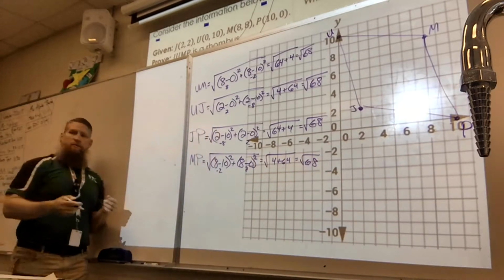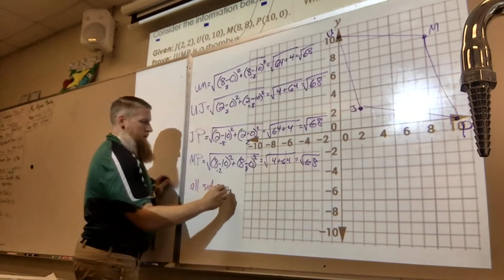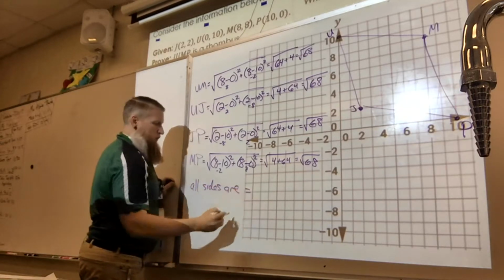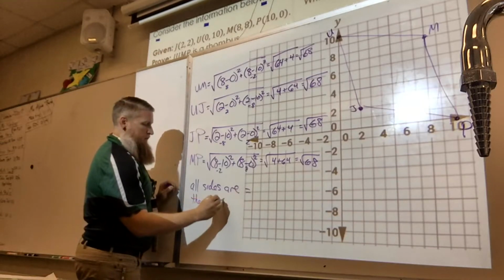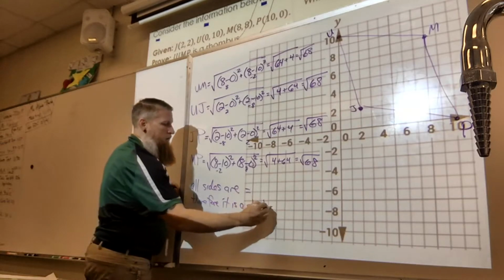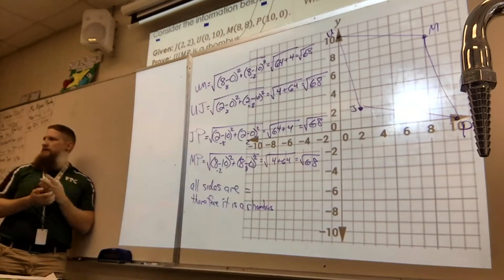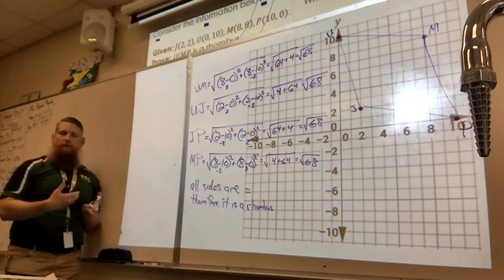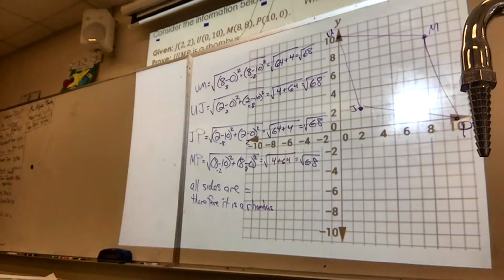So then you can say something like, all sides are equal, therefore it is a rhombus. Okay, so I don't have to check the parallel stuff. That doesn't matter, because all you need for a rhombus is to have all the sides being congruent to each other.